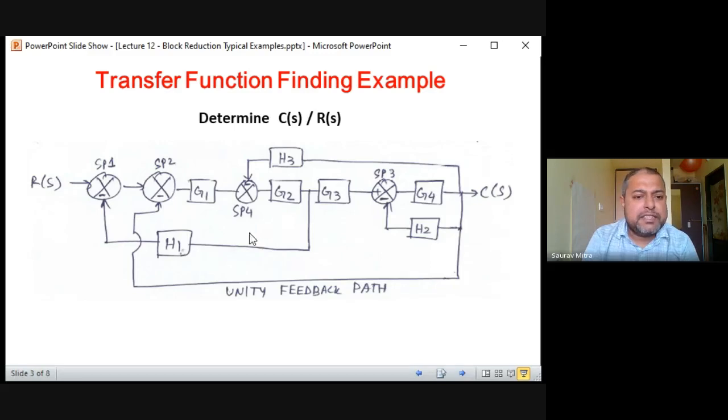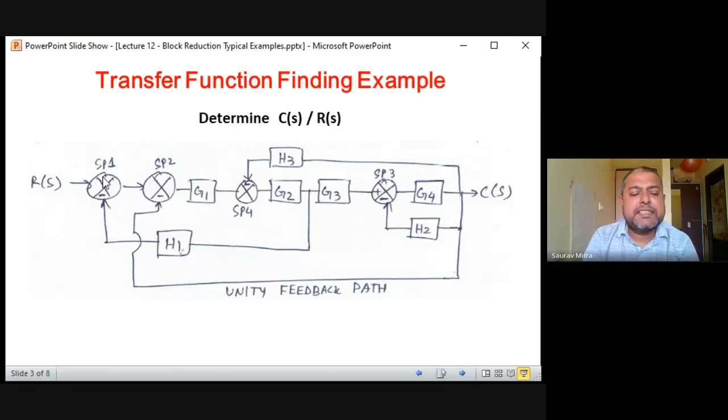But you are finding that this loop H1 and the unity feedback path. The unity feedback path is also a feedback that is actually having feedback gain of 1 with negative feedback, and this is feedback gain of H1 with negative feedback. So both these loops are entangled. Entangled means if you want to solve this closed loop system with unity feedback, you cannot do that because it is entangled with the H1 feedback loop.